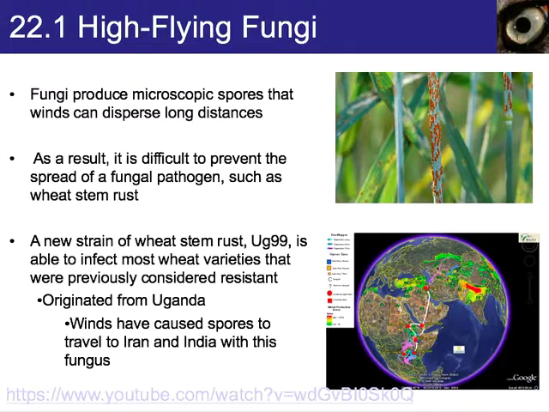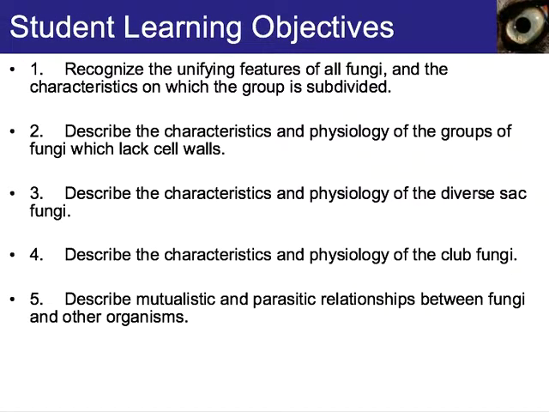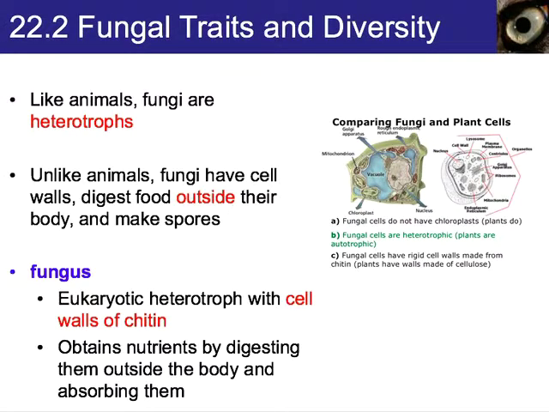But if you're wondering why we have to learn about fungi, it's incredibly important towards human and animal health. So these are student learning objectives, which we'll discuss at the end of this discussion. So fungi. Fungi, like animals, are heterotrophs. What that means is that they need to eat something to survive. They don't make their own food.